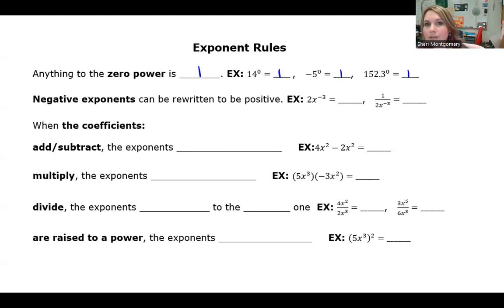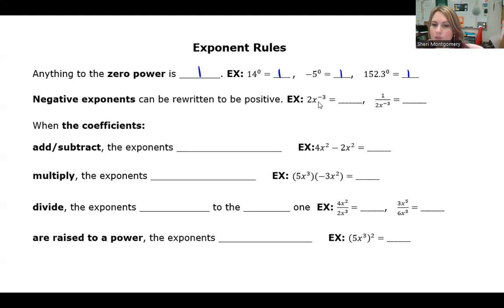Negative exponents. Every once in a while, you get a negative exponent. Negative exponents can be fixed. That means that if it's a negative exponent in the numerator, we rewrite it in the denominator and it becomes positive. Or if it's in the denominator, we write it in the numerator and then it becomes positive. It's easier to show you.